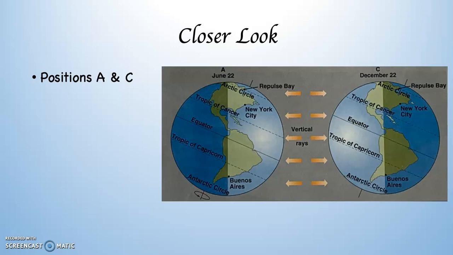First, look at the middle of this diagram. You can see that there's 5 orange arrows that point in both directions. This is solar energy coming away from the sun. In the middle of it, you can see vertical rays. Can you see that?